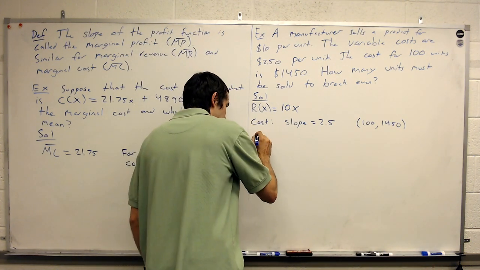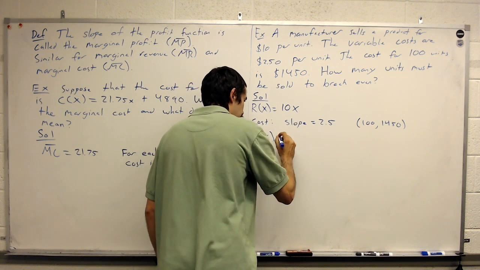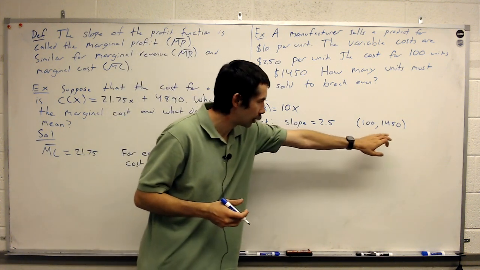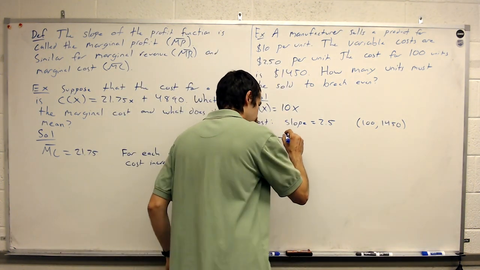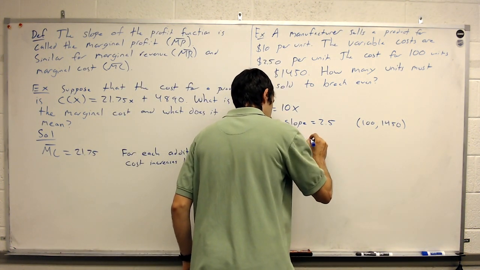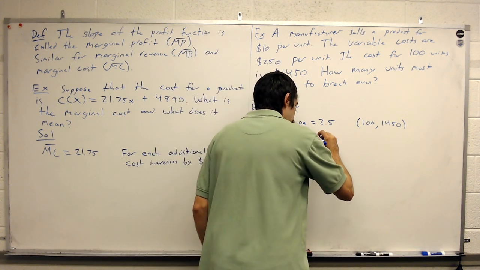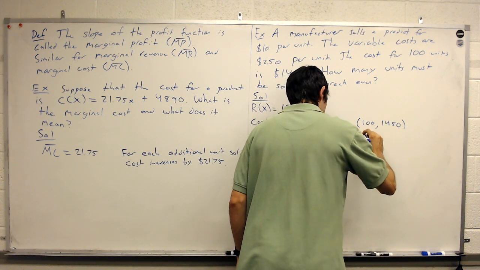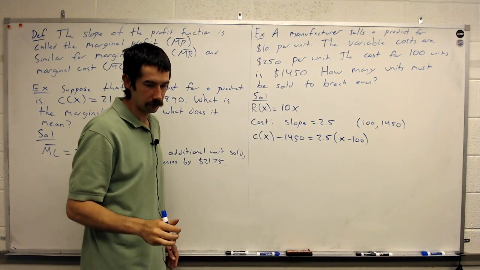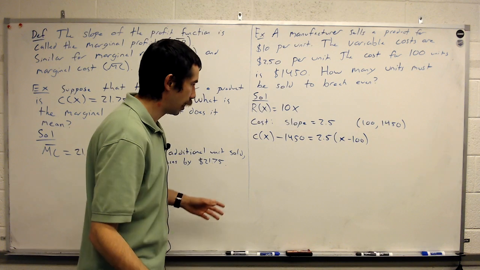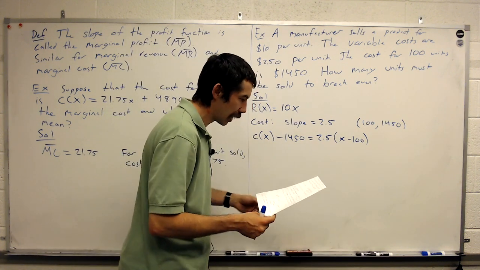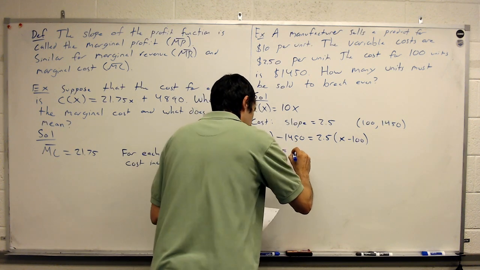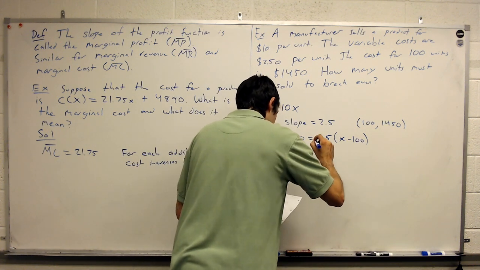All right, so let's use point-slope form. Our cost function is playing the role of y in our point-slope form. So cost minus the cost component of our point is equal to our slope times x minus 100. Now we can distribute this and combine like terms. We get our cost function is equal to 2.5x plus 1,200.